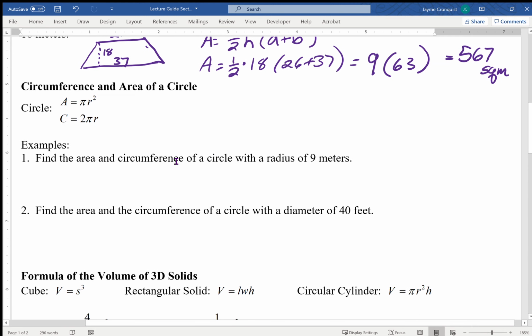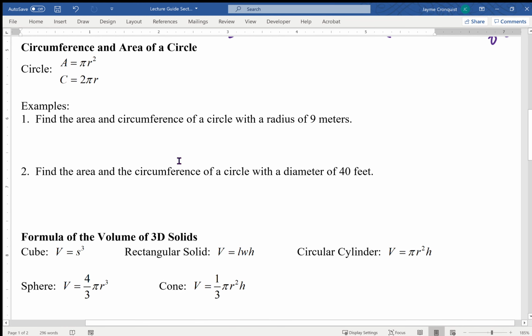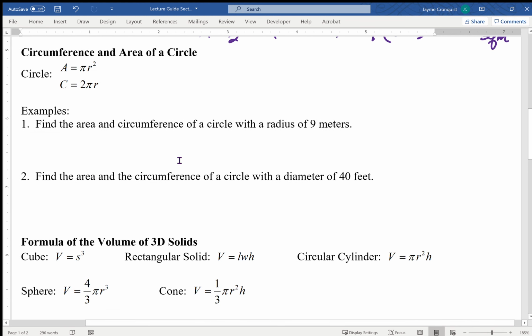Okay, now we're going to talk about circles, circumference and area. Pi r squared is your area. Circumference is 2 pi r, or sometimes you can refer to it as pi d.